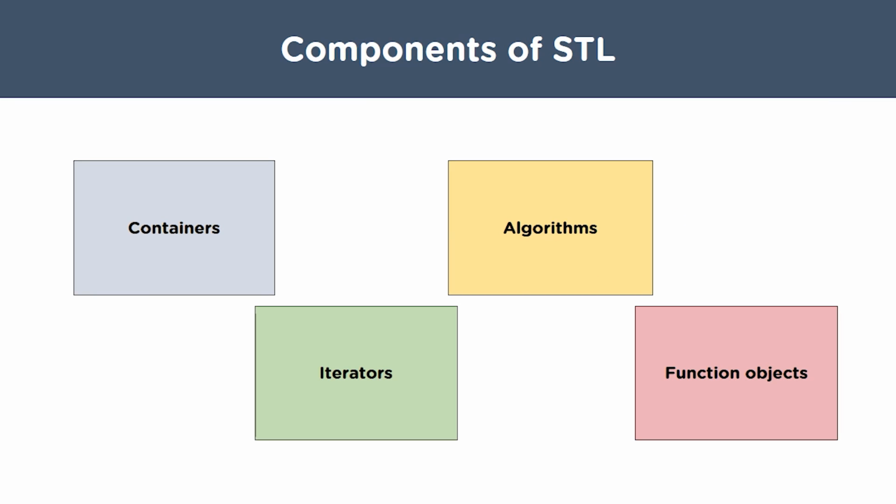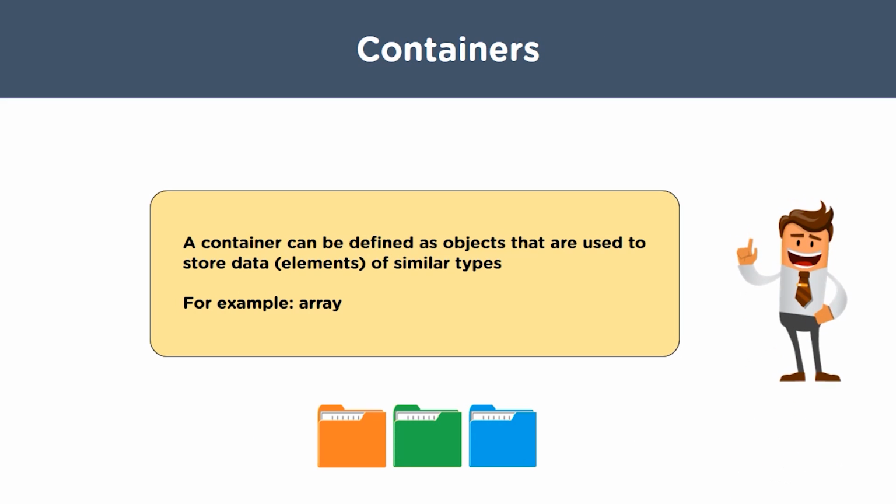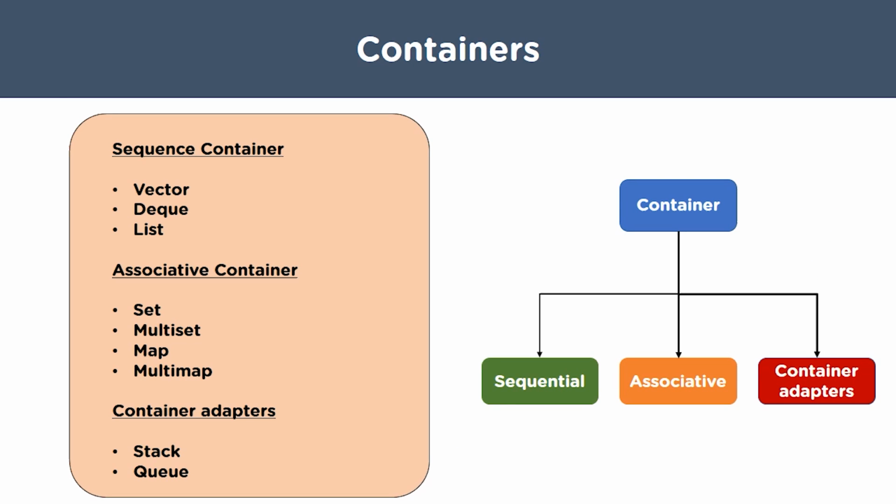Now STL mainly consists of 4 components, that is containers, iterators, algorithms and function objects. So first is containers. These are collection of objects that store data of similar type. In STL we have different types of containers. Some of them are array, vector, set, map, and these containers are generic in nature. So further, these containers are of 3 types, that is sequence container, associative container and container adapters.